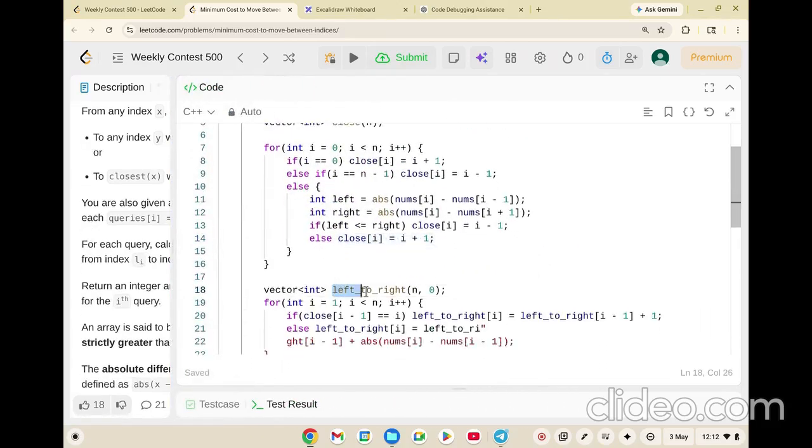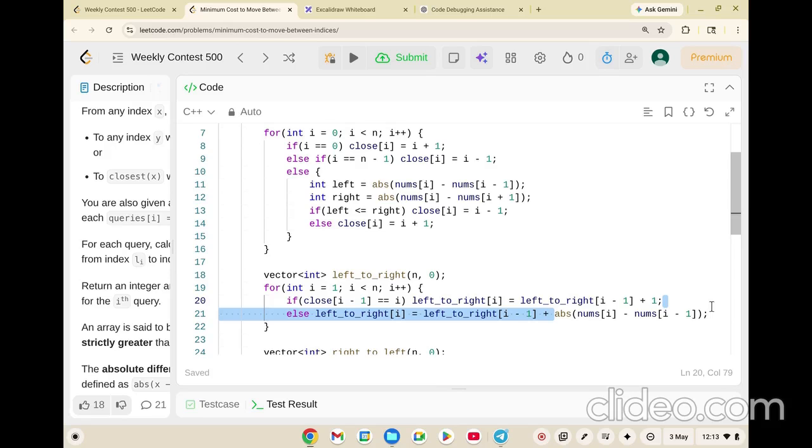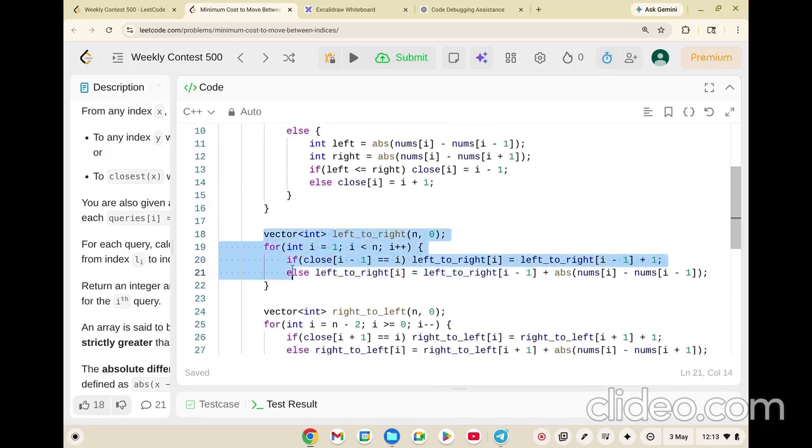so now let's look at how we are creating left to right. We are simply going from 1 to n. Initially the value stored will be 0, and if close of I minus 1 is equal to I, then we will simply say that left to right will be nothing but 1 plus the previous value. Else, left to right will be equal to, I think I made some mistake at this place. Sorry. Left to right will be equal to left to right of I minus 1 plus the absolute difference of the values which we had. So I hope this part is clear to you.